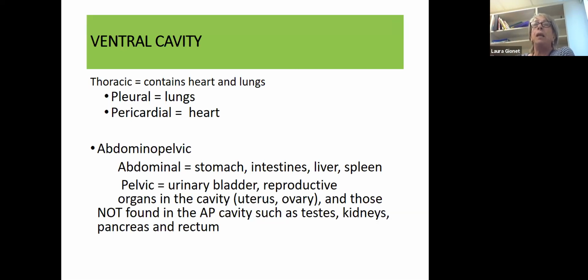Organs in the cavity include the uterus and the ovaries for the females. And those not found in the abdominal pelvic cavity, such as the testes, the kidneys, and not only the kidneys, but part of their ureters, which are the tubes that connect the kidneys to the bladder, essentially are retroperitoneal. The pancreas is retroperitoneal, and parts of the rectum, or really the rectum entirely. So some of those organs are not associated with any particular cavity.